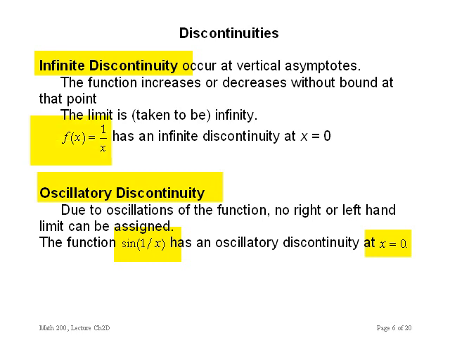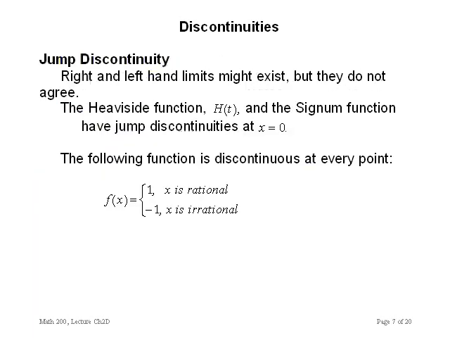So here's a rational function, f of x equals 1 over x. It has an infinite discontinuity at x equals 0. If you took the limit of 1 over x as x approached 0, you would say that limit equals infinity, but that's not good enough to be used in the definition of continuity. So here are two ways to be discontinuous: an infinite discontinuity occurring at vertical asymptotes, or an oscillatory discontinuity where a limit cannot be assigned.